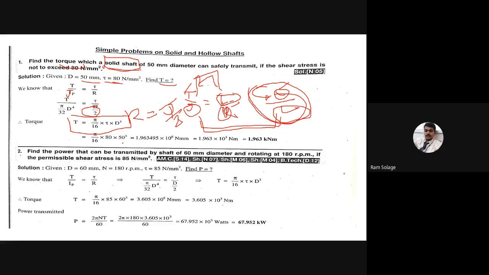Now put the value or make the simplification. We'll get T is equal to pi by 16 into tau into d cube.